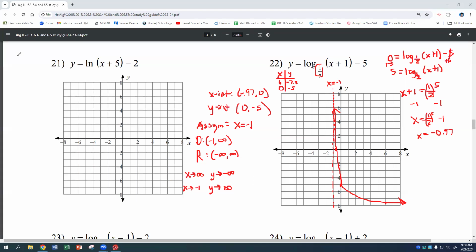Okay, so there's 4 other practice graphs there. You can check out the answer sheet if you want to see if your graphs are good.